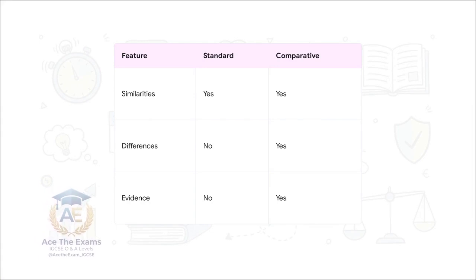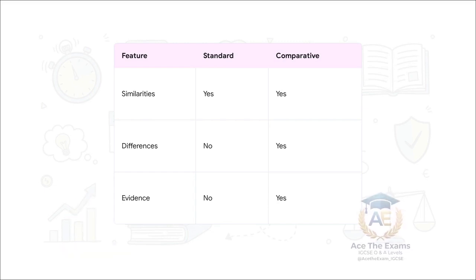On one side, we have standard analysis. This merely identifies facts or similarities. Business A has high receivables. Business B has high receivables. Average candidates stop right here, and their marks plateau.